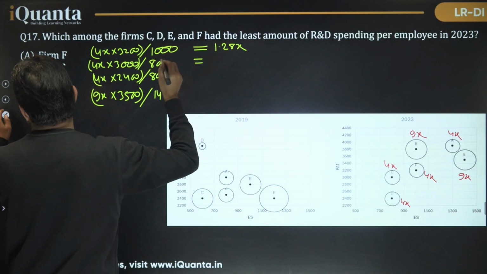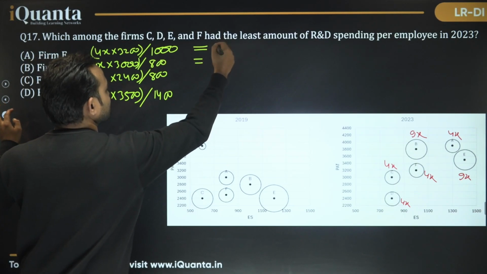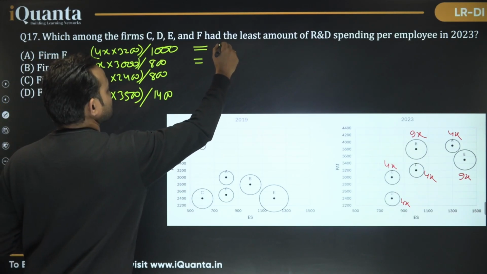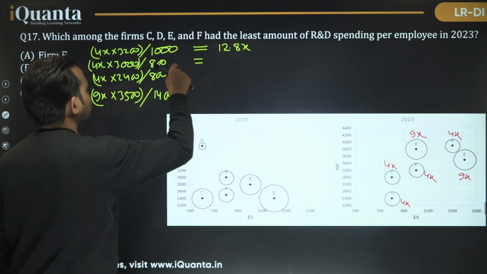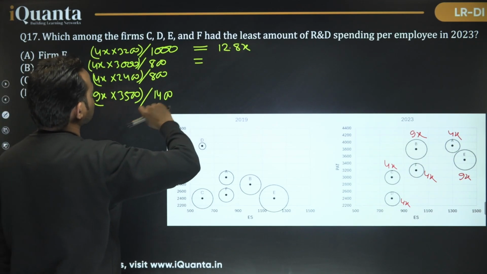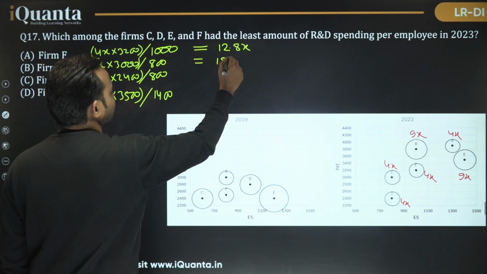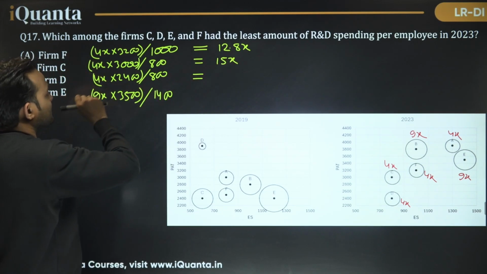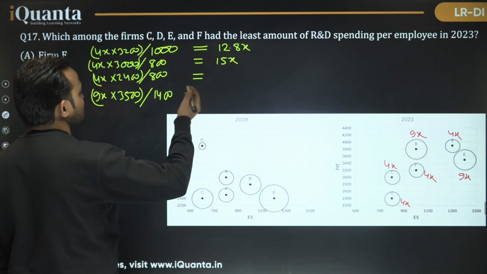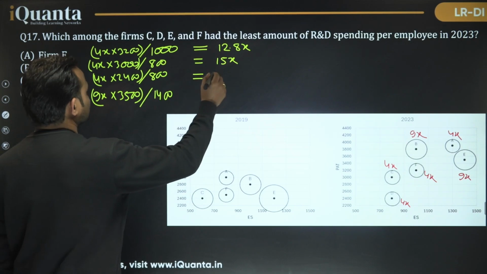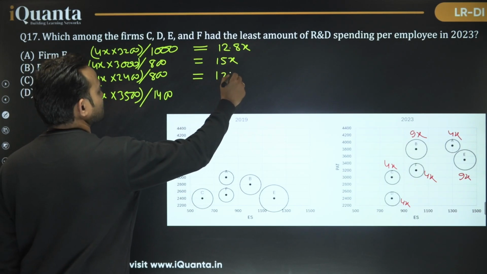3200. This is 12.8x, right? This is not 1.28x. This is 12.8x. This value is 12,000 upon 800. So this is 15x. This value is 9600 upon 800. So this is also 12x.